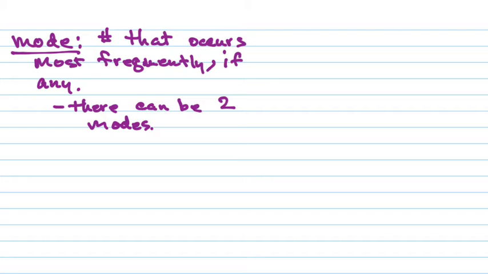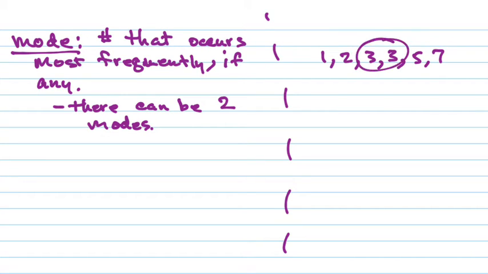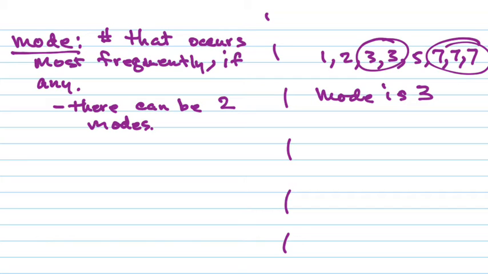Okay? So, just looking at a set of numbers, say we have 1, 2, 3, 5, 7. 3 is the only number that occurs more than once. Therefore, the mode is what? 3. Okay? Now, what if I added 2 more 7s? 7 is the number that occurs most often, so the mode is 7. Okay? No longer 3, right? Because 7 occurs more than that.